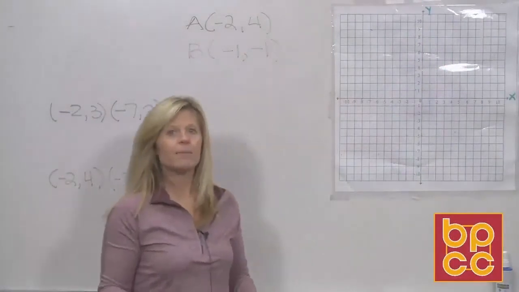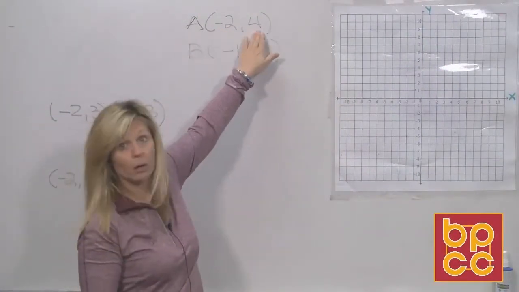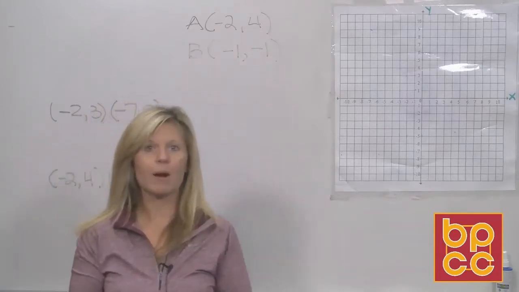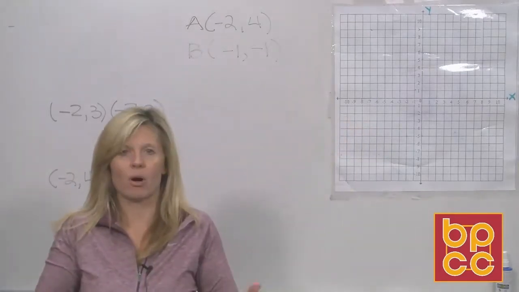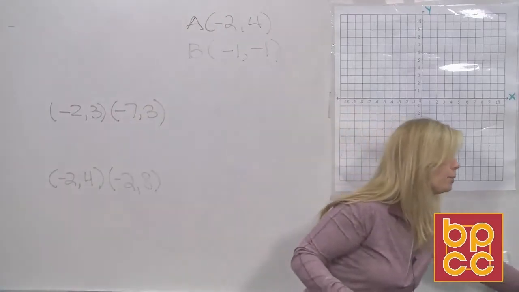All right, everybody, here's my example. I'm giving you A at -2, 4, and B at -1, -1. And those are ordered pairs, or points. And what we could do with points is we could plot them on graph paper. So we're going to get out our handy-dandy graph paper, and we're going to plot them.